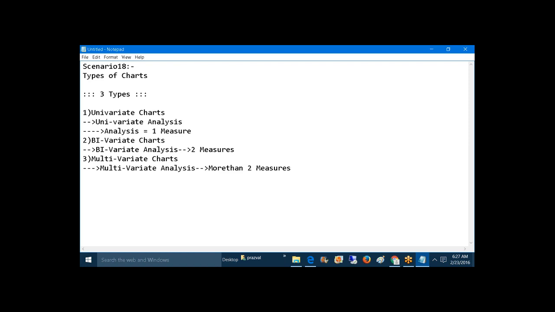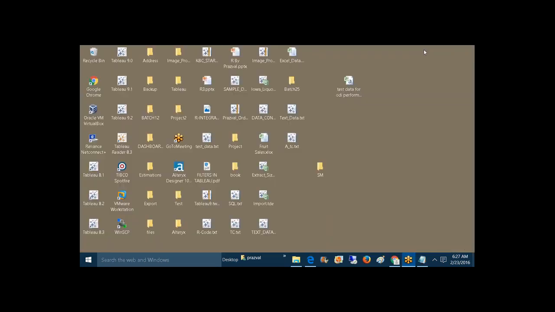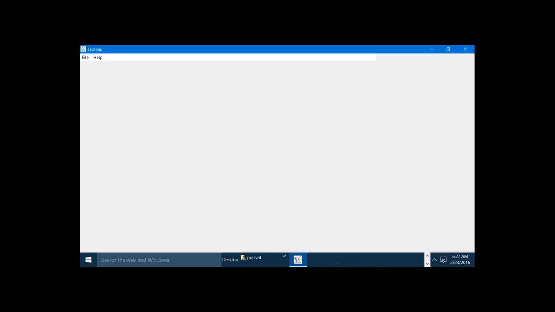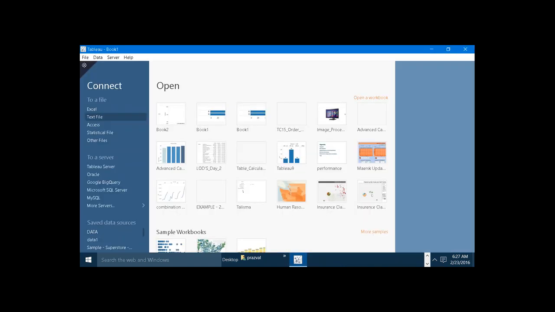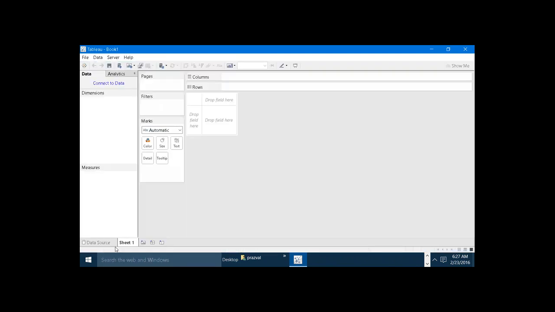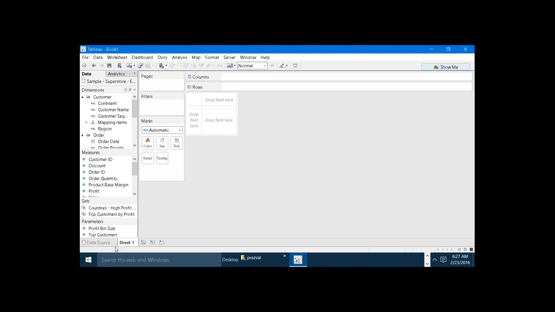So first, let's see the default charts in Tableau. In Tableau, by default, 24 charts are available. If you go to Show Me, in the Show Me you can see a total of 24 different types of charts. By default, all the charts are in the inactive mode.